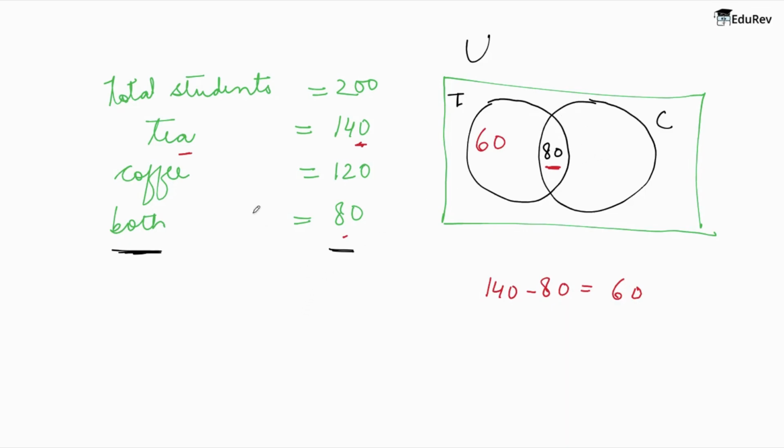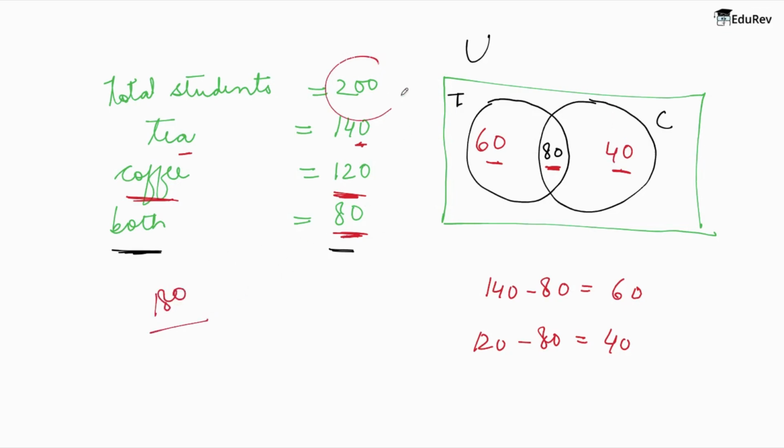And when I want to talk about coffee, the people who enjoy coffee are 120. But out of 120, 80 are the people who like both. So 120 minus 80, that means 40 people like only coffee. This means that 40 people like only coffee, 80 people like both tea and coffee, and 60 people like only tea. Now when I add all of these, 60 plus 40 is 100, plus 80 is 180.